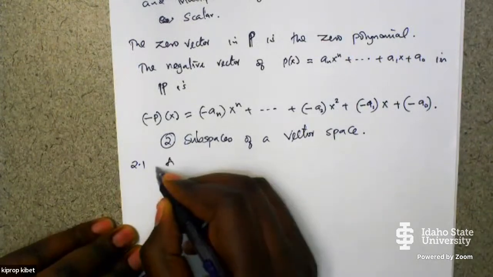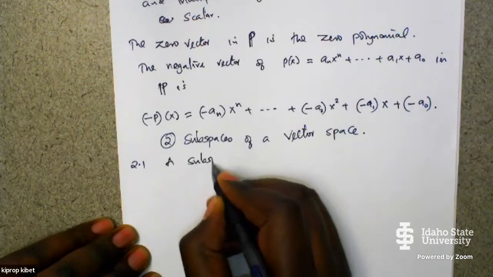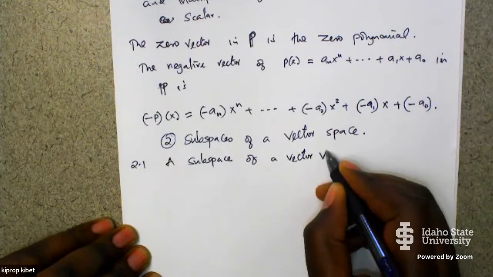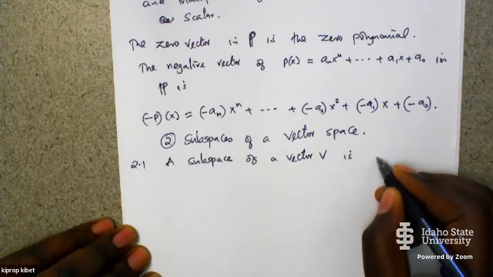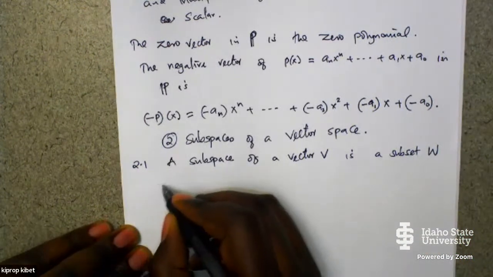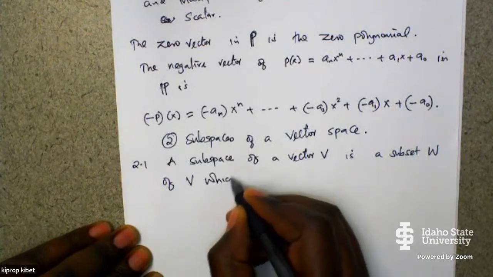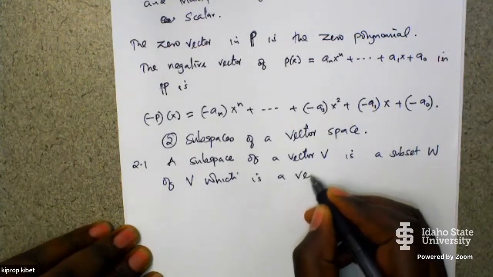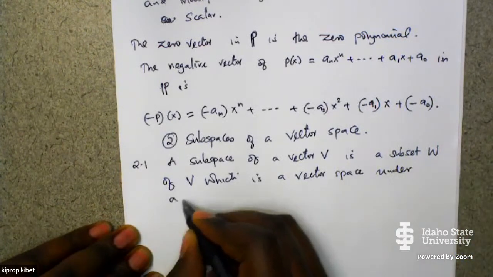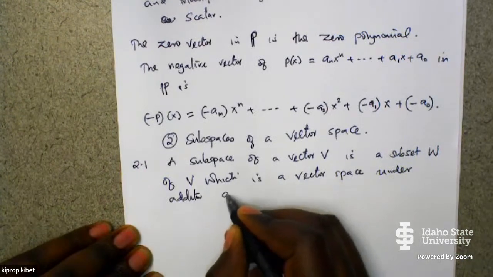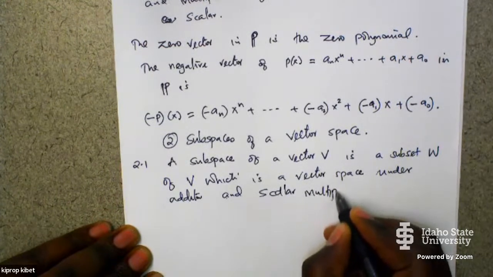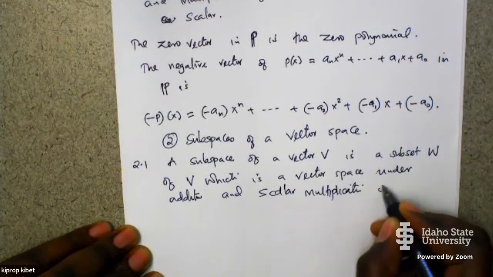A subspace of a vector space V is a subset W of V, which is a vector space under addition and scalar multiplication on V.